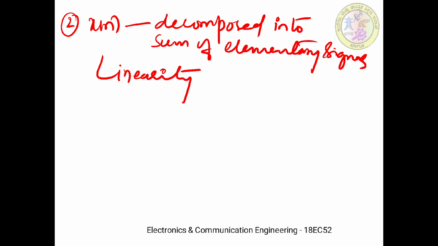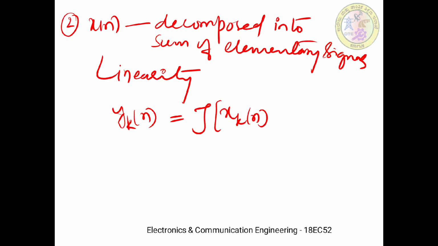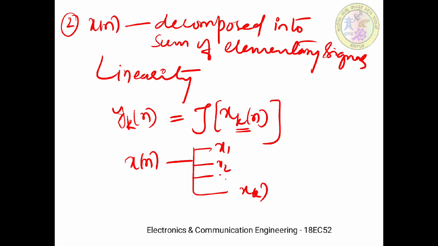Now in this case also, the final response y of k is given as some operation on x of k signals. Y k here represents the decomposed version. Because x of n is split into different parts, x1, x2, up to x of k, for each elementary signal the corresponding response is calculated up to y of k. Therefore this method involves resolving the input signal. Now these are the two methods for analysis of discrete time signals.